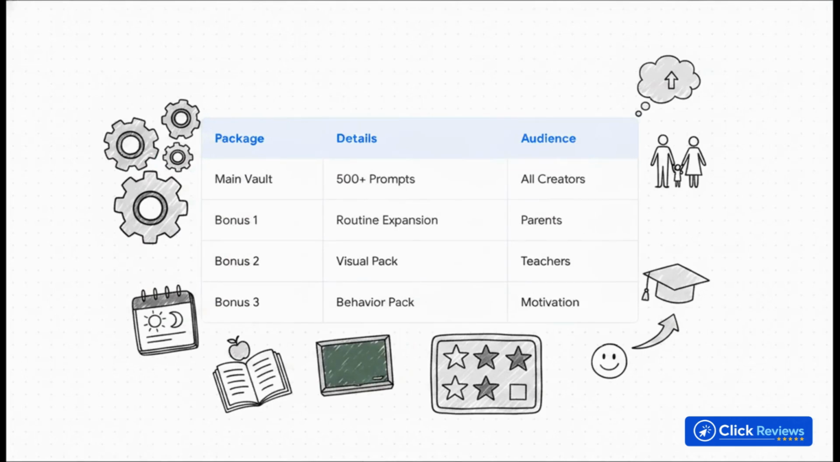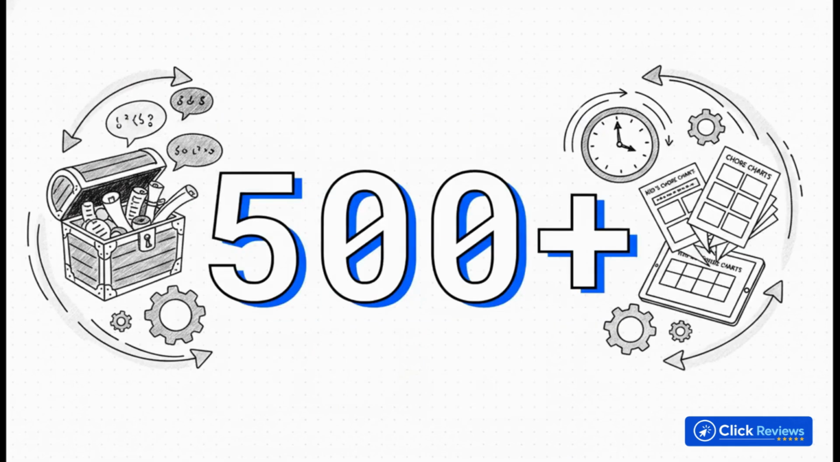Let's clearly delineate what you're actually getting. First, you have the main vault, which gives you those 500+ core prompts for routines, chores, and rewards, an absolute must-have for all creators. But there are also 3 fast action bonuses. Bonus 1 is the Routine Expansion Pack, which is amazing for parents needing daily and weekend planners. Bonus 2 is the Classroom and Homeschool Visual Pack, perfectly tailored for educators. And Bonus 3 is the Reward and Behavior Support Pack, focusing heavily on token boards and motivation. These bonuses are huge for helping you expand into really specific, profitable niches quickly.